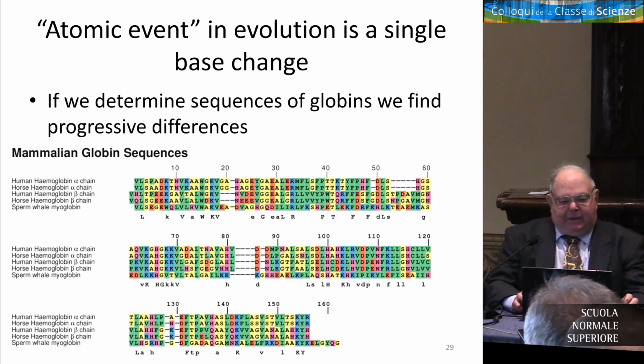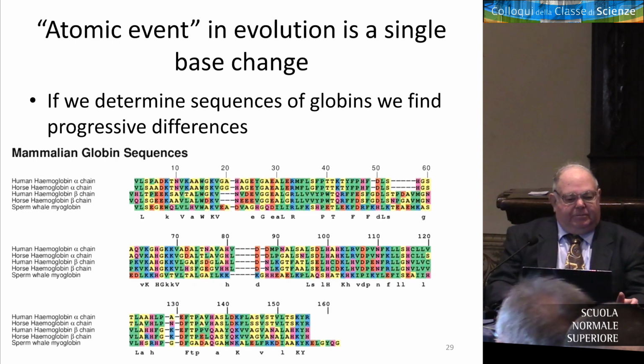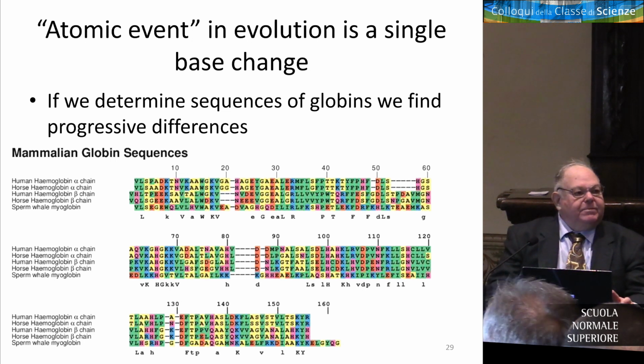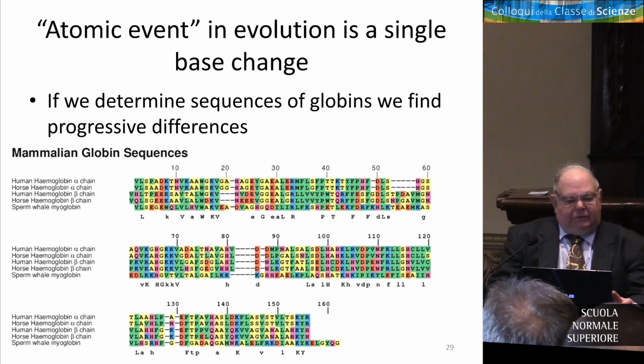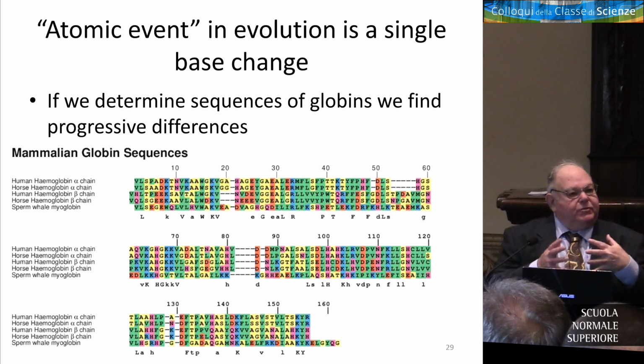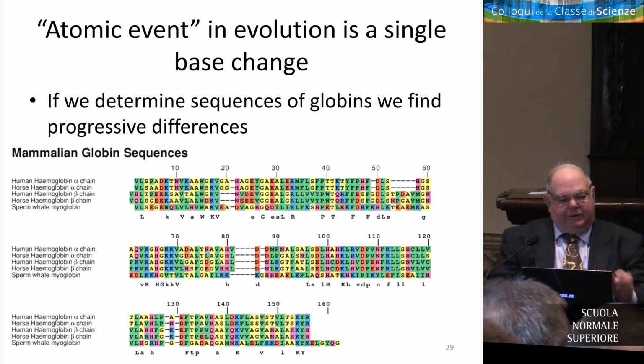So, staying with evolution, the atomic event in protein evolution is a single base change. Some single base changes don't change the sequence or structure of the protein, but many do. And if we look at these aligned sequences, we have human hemoglobin, alpha and beta chains. Hemoglobin's a tetramer. I showed you a picture. It's a dimer of dimers. So there are two different chains in hemoglobin, two copies of each, so four altogether.